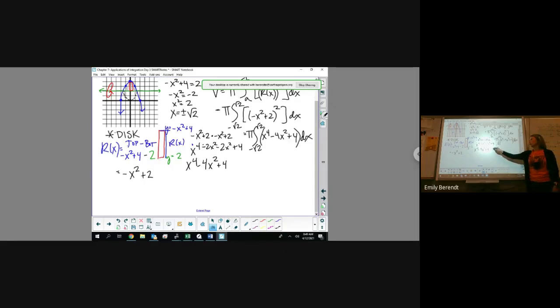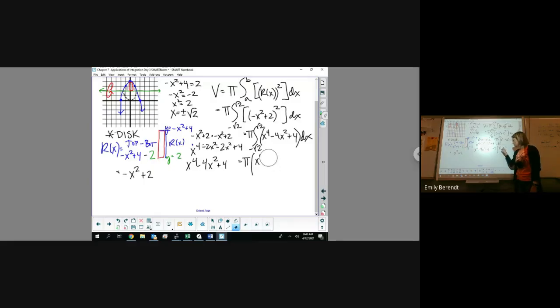All right, so we just power rule it. X to the 5th over 5. Add 1 to the power, we get a 3. So negative 4/3 x cubed plus 4x, evaluated from negative root 2 to root 2.